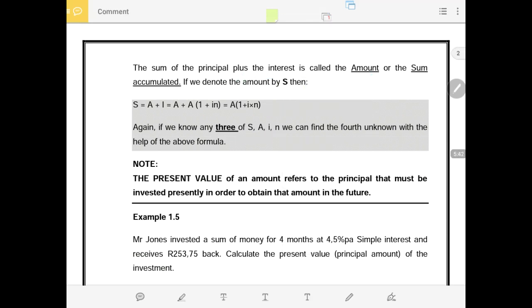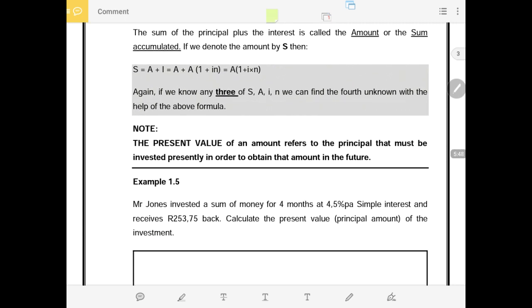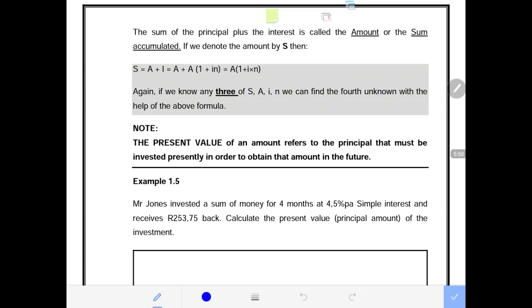So the minute we know any of the three, we can calculate the unknown. And now this example that follows will be focusing on that. There's a note that we need to take into account that says the present value of an amount refers to the principal amount that must be invested. The present value is the principal amount. So when I speak of the present value, you know that is the principal amount, and we talked about that very much.